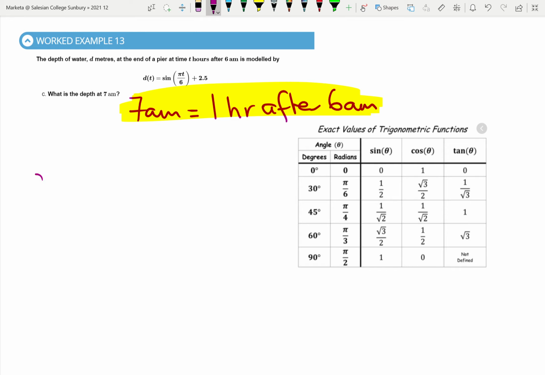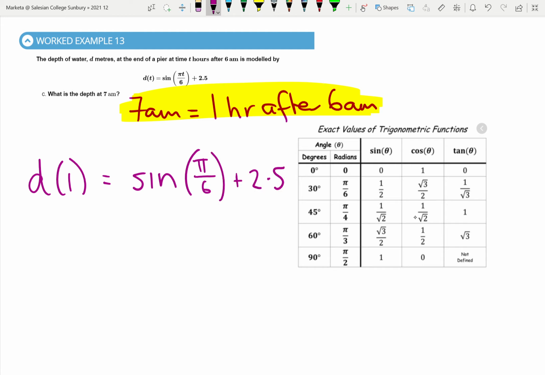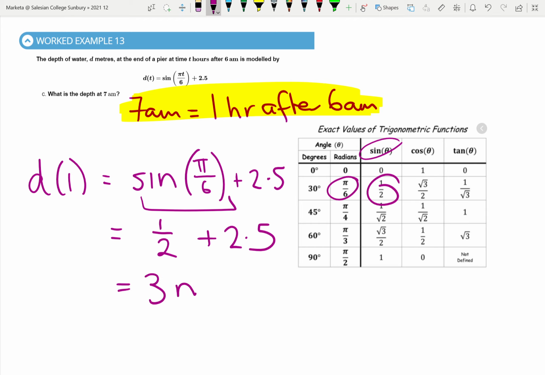So let's see, d of 1 equals sine of pi times 1 over 6, which is just pi on 6. I might just put that straight there, plus 2.5. So let's see. Sine of pi on 6, so that's the most important, not the plus 2.5. Our pi on 6 is here, sine, so it's half. Plus 2.5, so half plus 2.5 is 3 meters deep at 7 a.m. There we go. So fairly straightforward, I think you're probably actually better off to do it by hand, it's so quick.